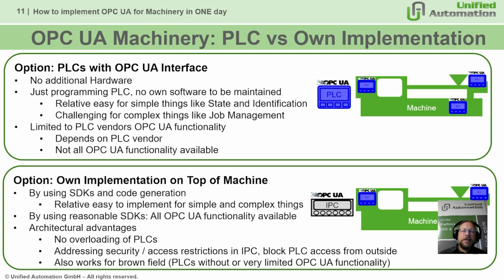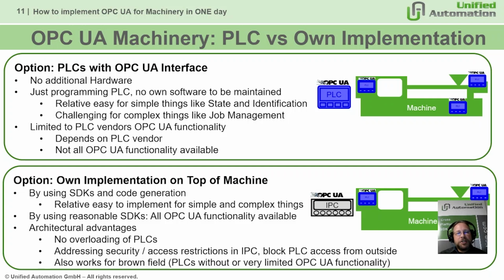modern PLCs all have capabilities to have an OPC interface from a PLC vendor, so you can put the functionality on the PLC. The pro is obviously you don't need any additional hardware. You can just use the PLC you have anyhow. You just program your PLC. You don't need to implement your own software. You don't need to maintain that software. And this is actually relatively easy to do, depending on the tool chain of the PLC vendor, but it's relatively easy to do for simple things, like, for example, the states and the identification we have seen.